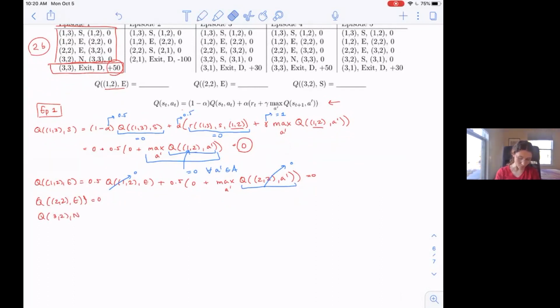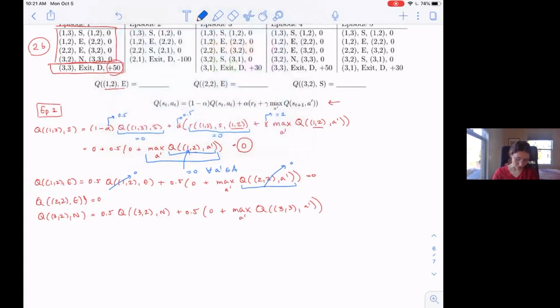This one I'm actually going to write out because it's an interesting example to see how information propagates through the Q learning algorithm. It's still going to be equal to 0, but let's look at the structure and think about why it's interesting. So Q of 3, 2 north is going to be equal to 0.5 times Q of 3, 2 north plus 0.5 times an immediate reward of 0 plus max over A prime of the Q values of the next state, which after taking the north action from 3, 2, we get to 3, 3. And we're evaluating the Q function for all these different candidate A primes.